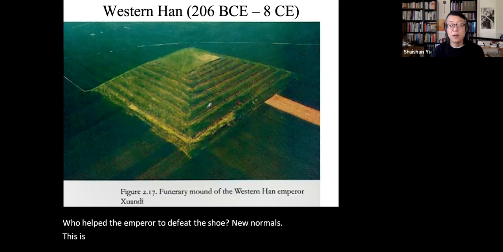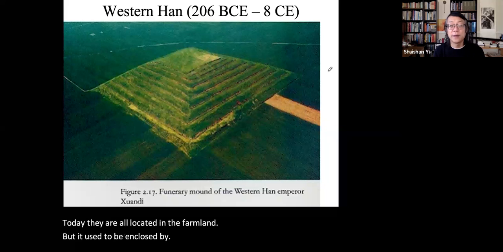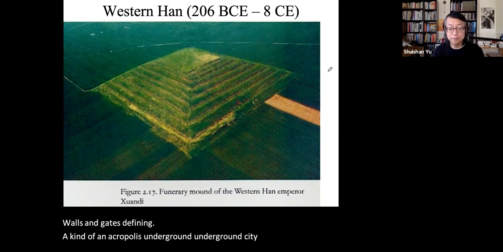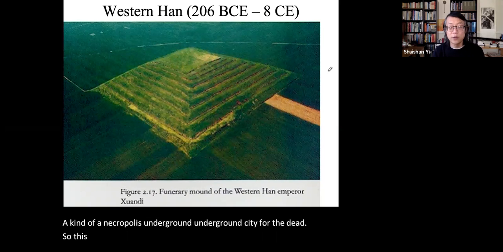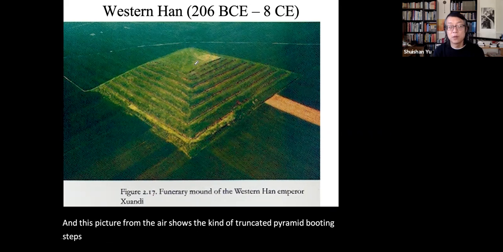This is another Han emperor's tomb. Today they are all located in farmland, but it used to be enclosed by walls and gates, defining a necropolis, an underground city for the dead. This belonged to Emperor Xuan of Han, about half a century after Emperor Wu, who ruled in the mid first century BCE. This picture from the air shows the truncated pyramid, built in steps, with a flat top.